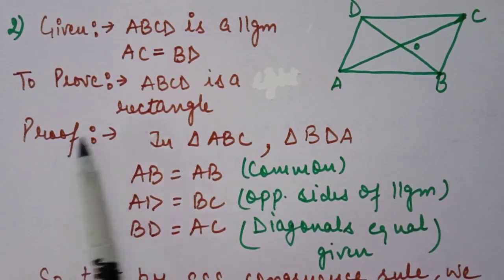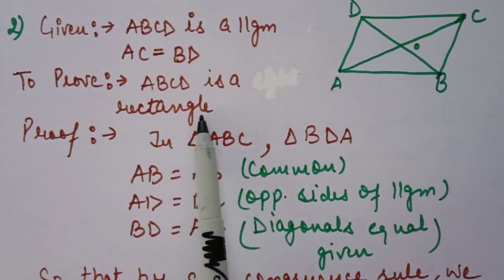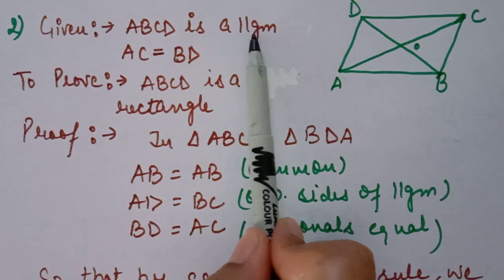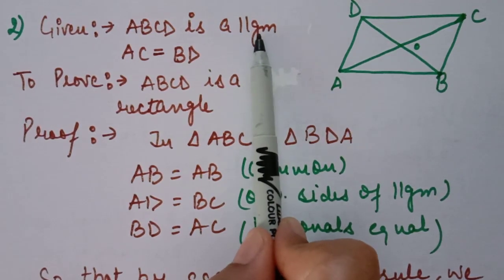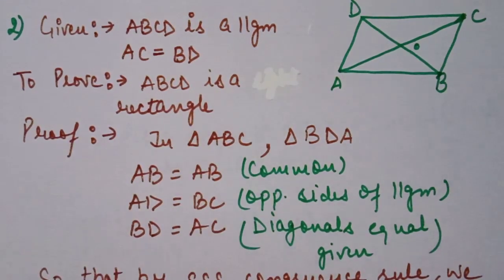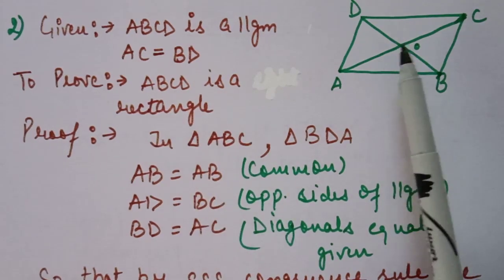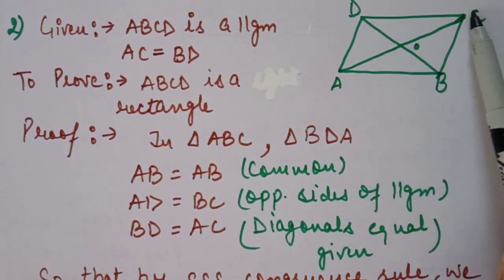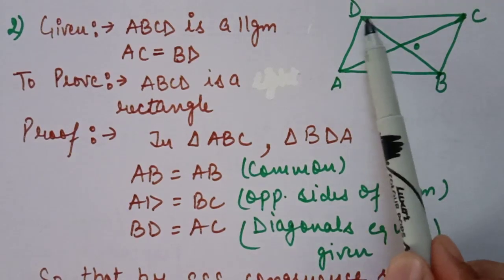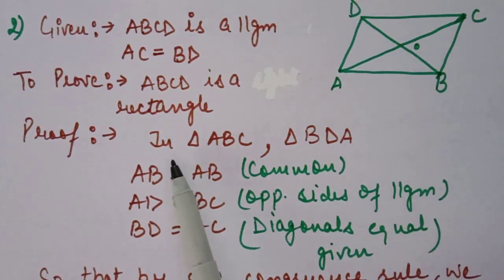So now we will start our proof. For proving a parallelogram into a rectangle, we have to prove that angles are 90 degree, because we know that opposite angles are equal in parallelogram and adjacent angles are supplementary. So we have to prove that any one angle is 90 degree, then automatically the rest of the angles are also 90 degree. So students, we have to try to make one angle 90 degree for a rectangle. First of all, I will take triangle ABC and triangle BDA. Now try to congruent these two triangles.